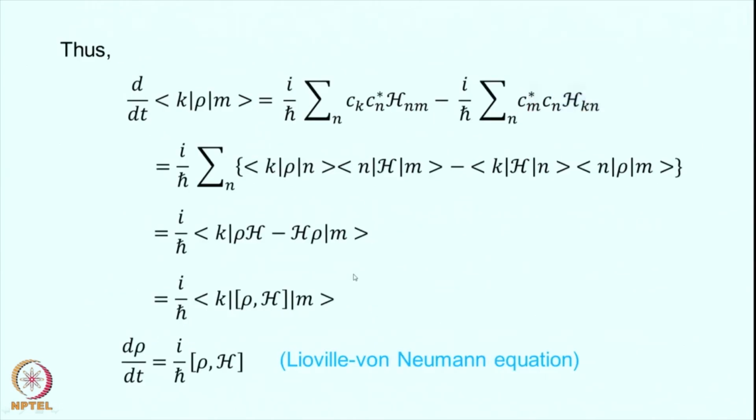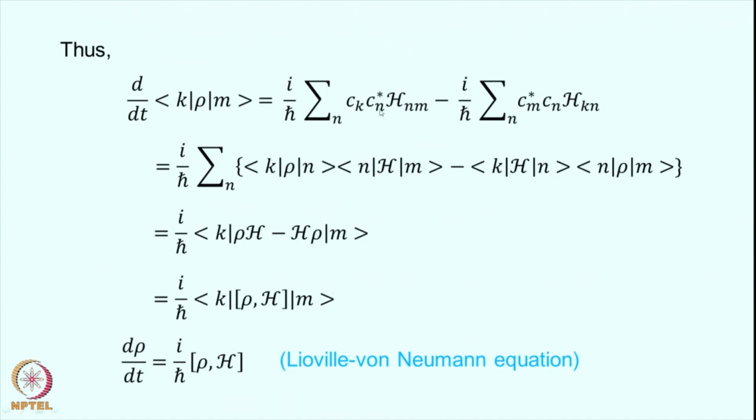Okay. Substituting this, we get d by dt of ρ_km equal to i by ħ C_k C_n* H_nm minus i by ħ C_m* C_n H_kn. That was the substitution of those equations here. So this will now be equal to i by ħ summation over n.